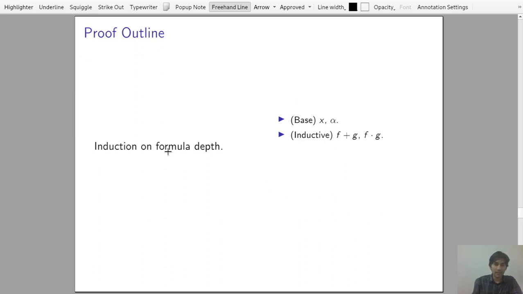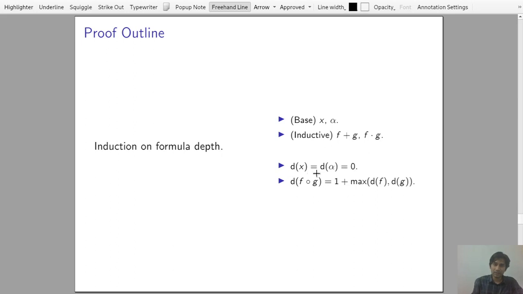So the proof is by induction on formula depth. We use the classic structural induction based definition for formulas. In the base case, a formula is either a variable x or a constant alpha, and in the inductive case, the formula is either a sum of two formulas or a product of two formulas.